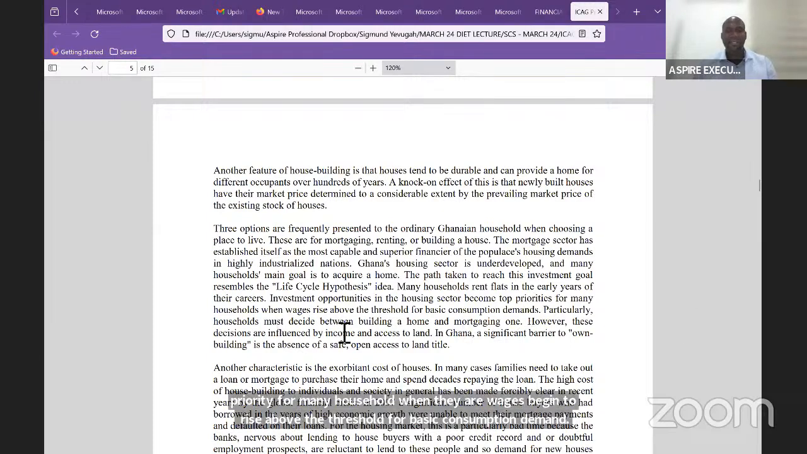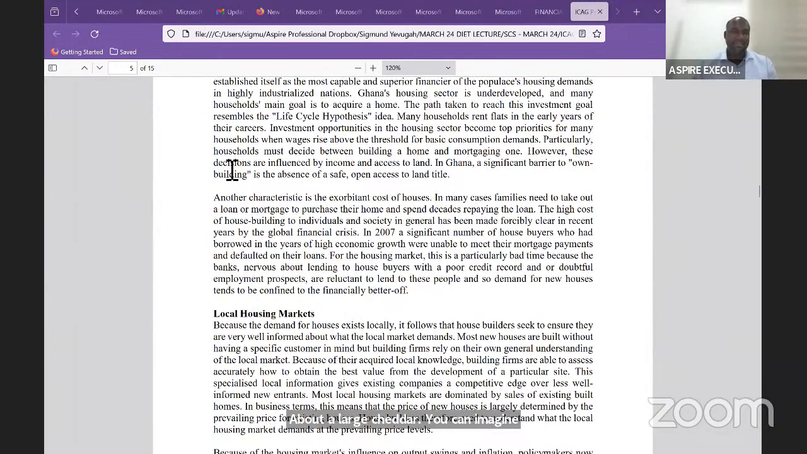Particularly, households may decide between building a home and mortgaging one. However, these decisions are influenced by income levels, access to land, exactly. And in Ghana, a significant barrier to owning a house is the absence of safe, open access to a land title, which is the same issue again about land tenure. Exactly. So you can imagine the challenges associated with obtaining land. Exactly. Another characteristic is the exorbitant cost of houses.